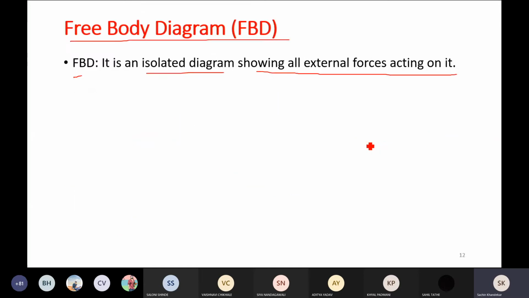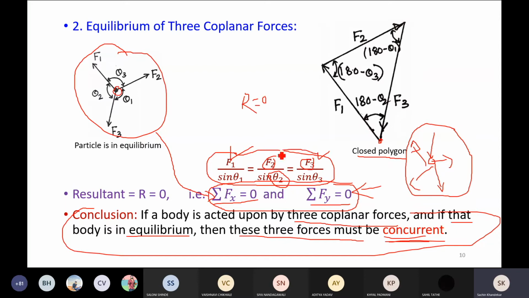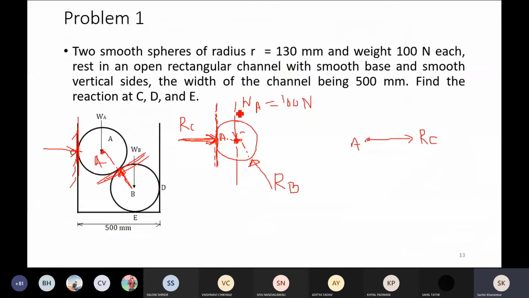And then what I'm doing here, in order to apply the sign rule, as I already told you, we must show all the forces acting away from the point of concurrence, and then you find these angles theta 1, theta 2, and theta 3, right? So the same thing we are going to do now. I'm showing all these three forces acting away from the point of concurrence. So I have shown RC acting away from point A, then WA acting away from point A, and then this RB acting away from point A, something like this.